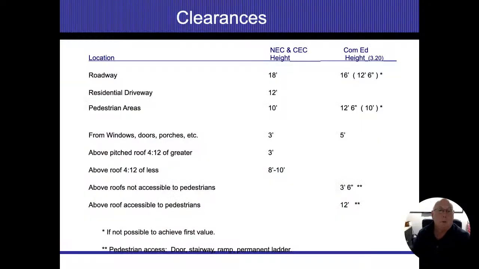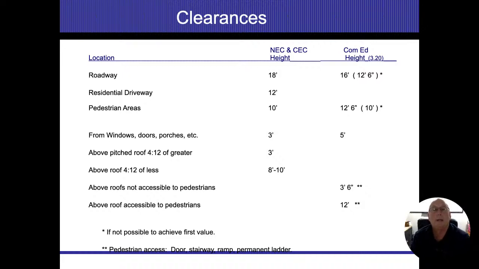We do have to do a little bit of writing here. If we have an overhead service drop, then we need to know what our clearances are. So these do need to be memorized, all right? Roadways, 18 feet. I'm more worried about the NEC. ComEd is for my local jurisdiction. They do allow less, but we don't see too much of that, all right?